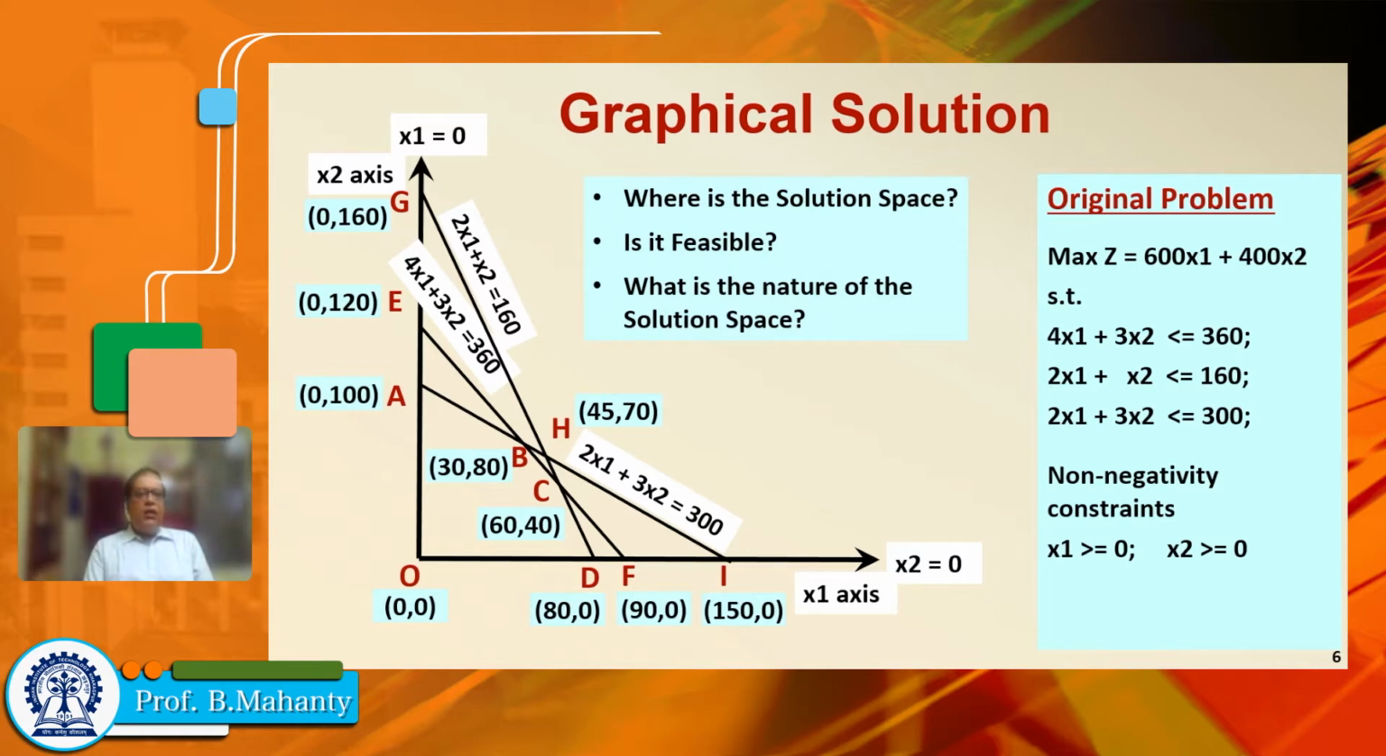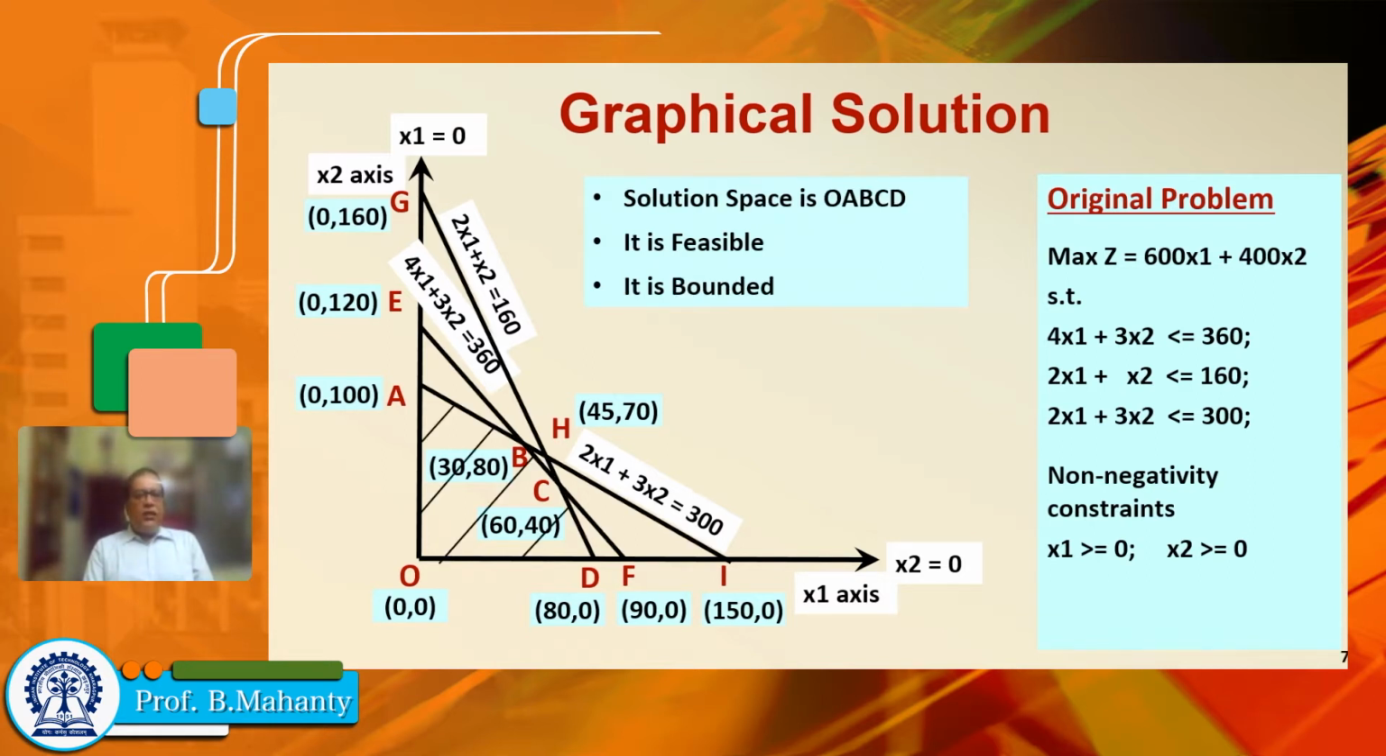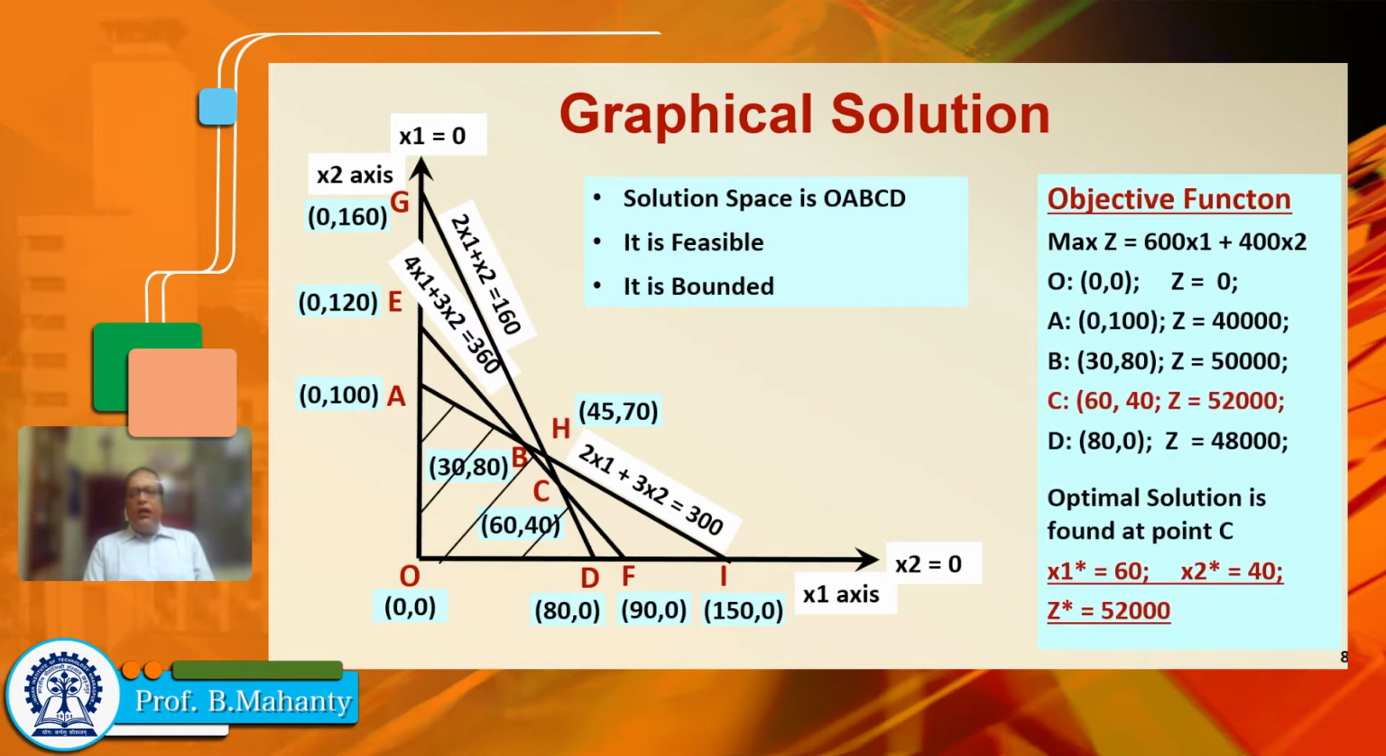So what is the nature of the solution space? Yes, it's a convex solution space, because if we take any points within the solution space, the line between them will be entirely within the solution space itself. All right. So this is the solution space O, A, B, C, D. It is feasible, it is bounded, and obviously it is also convex. Right. Now, these are the solutions. If we look at those points, that is 0, 0, then 80, 0, then C is 60, 40, B is 30, 80, and A is 0, 100.